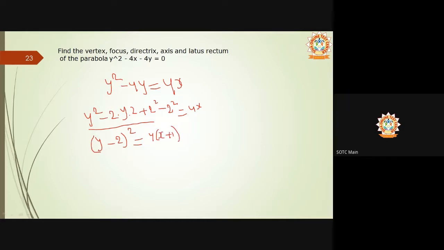Right? So from this, try to calculate the h, k, a values. Tell me what are the h, k, a values. So in the form (y minus k) whole square is equal to 4a into (x minus h). Now tell me what is the h value, k value, a value.